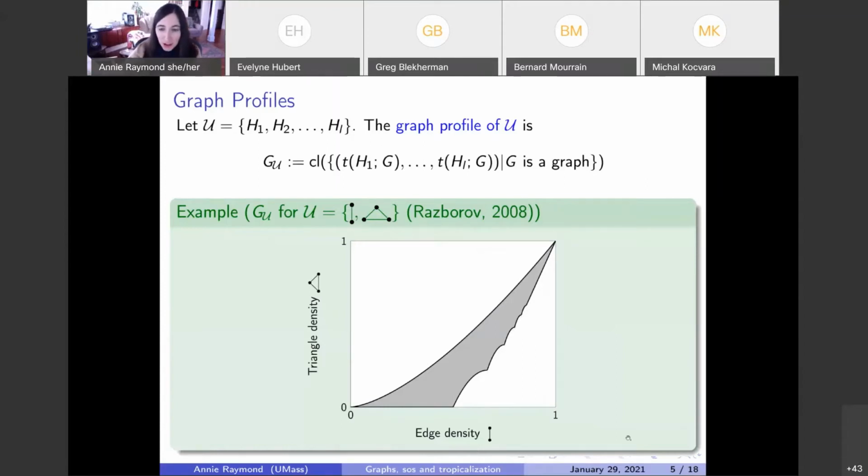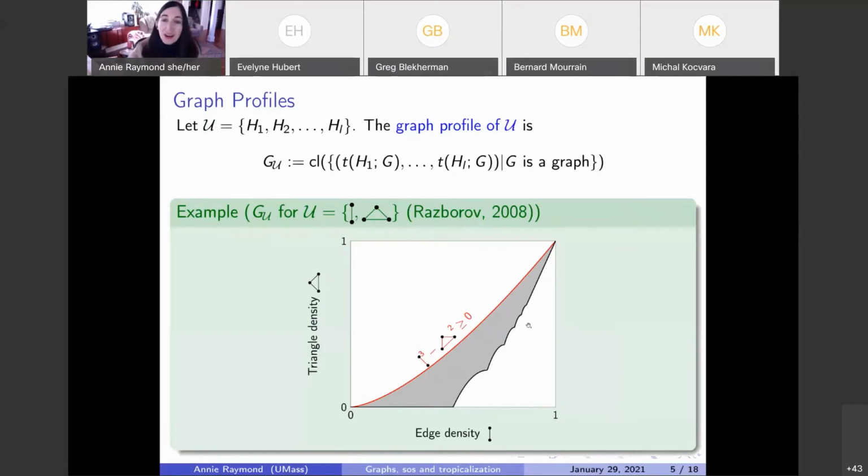And so you could try to think, okay, I can think about what these constraints are. So for example, this is that the edge density to the power 3 minus the square of the triangle density is greater or equal to 0. And so I could write other polynomial inequalities here.